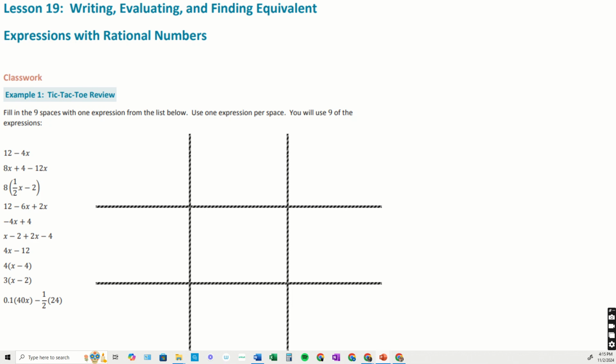All right, so for today, there are 10 objects or 10 equations off to the left-hand side. We're going to play tic-tac-toe. You're going to fill in the 9 spaces, one from each list below. Use one per space. We'll use 9 of the 10, so there'll be one we won't use.